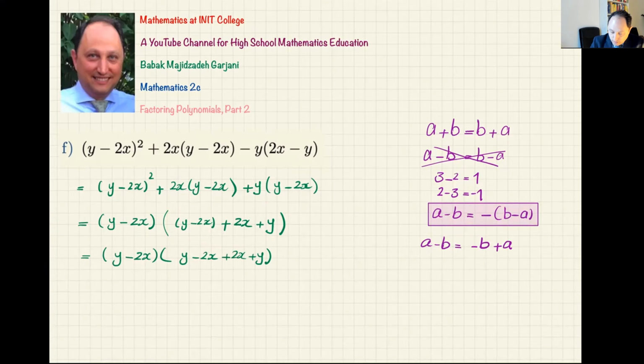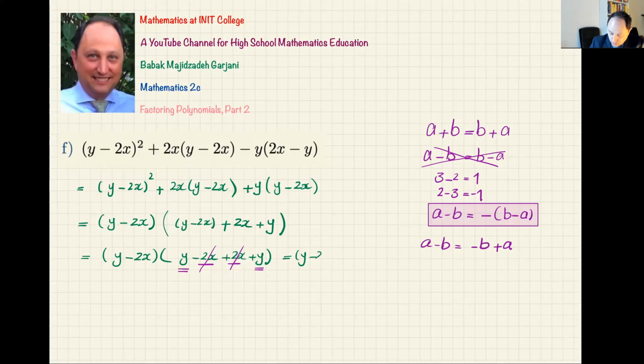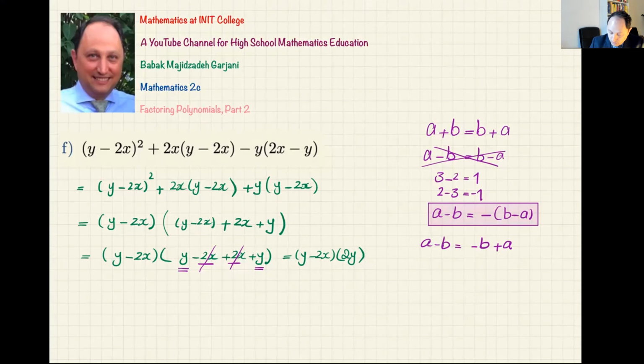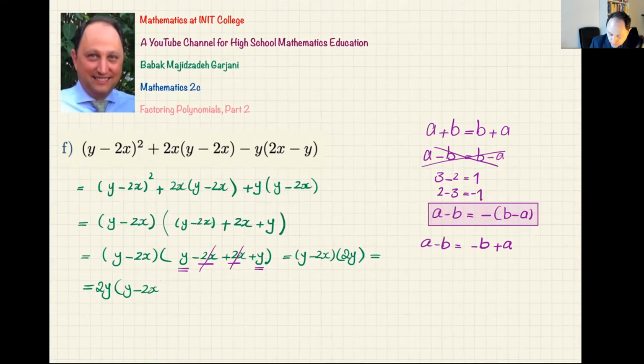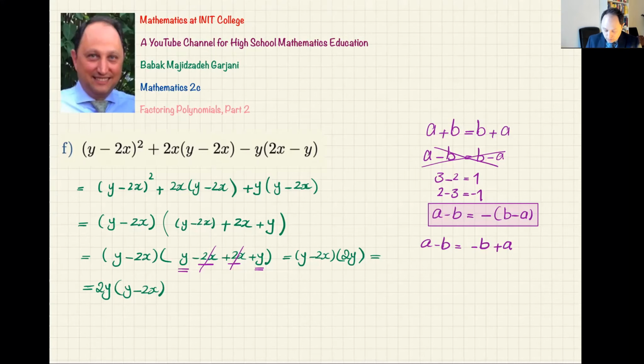But again, I will not stop here because something interesting happens. This term and this term are similar and opposite, so they will be canceled. But these two terms are similar and they will be added together. So this becomes equal to y minus 2x, but y plus y is just 2y. I would write 2y first, and then y minus 2x. It's better to write it in this way. Of course, if you write it the other way, that's also correct, but this is more beautiful from my point of view.